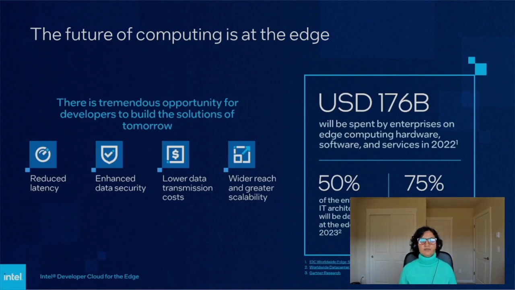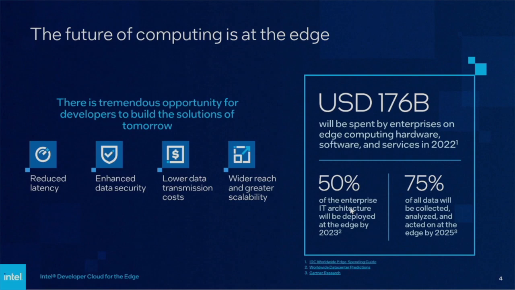So let's start with just what the future of computing at the edge looks like. There are certain key challenges, especially for developers wanting to deploy applications at the edge. One is to have as low a latency as possible. The second is, because the data sits at the edge, there is a need for enhanced data security and also lower data transmission costs if you have to move data between edge and the cloud. And also having a wider reach and the ability to scale your applications. With these challenges, if you also look at the opportunity listed on the right, this is a 175 billion opportunity that we are looking at from corporations just in 2022. And this is just expected to grow year on year.